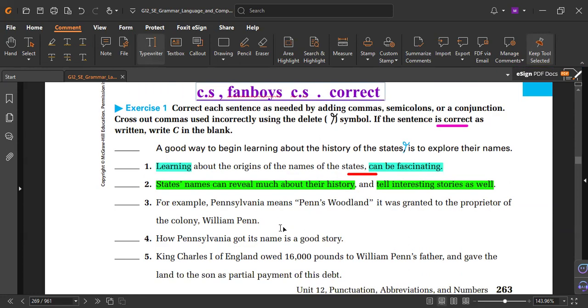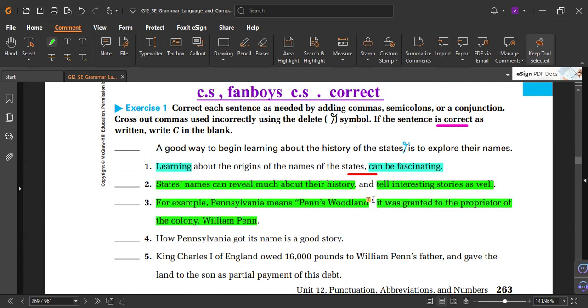Now for number 3, let's read and find any mistake. Here I think we have two complete sentences. Like this, for example, Pennsylvania means Penn's woodland. This is a clause. And then the writer starts a new second clause. That means between them we need what? We need a semicolon, for example. Yes or no? Yes.